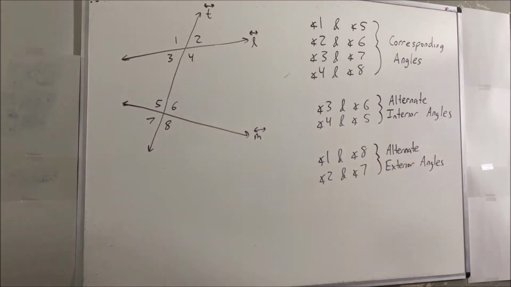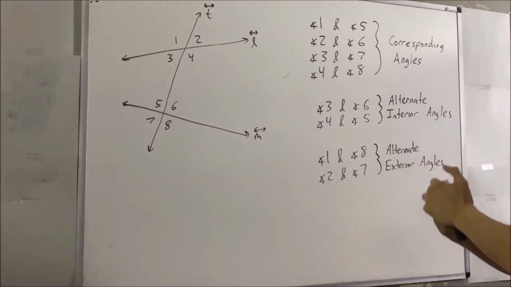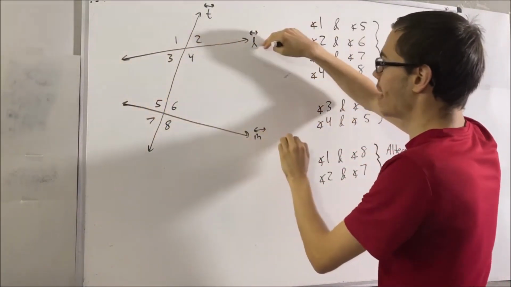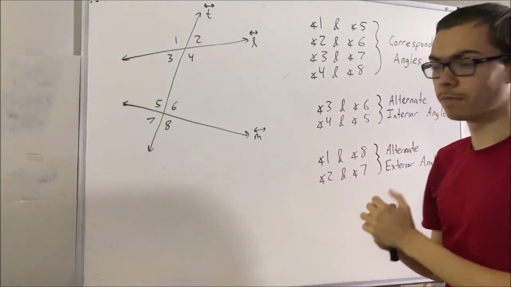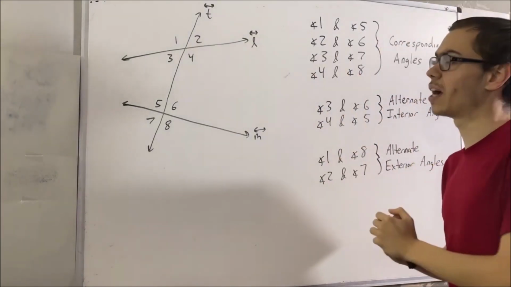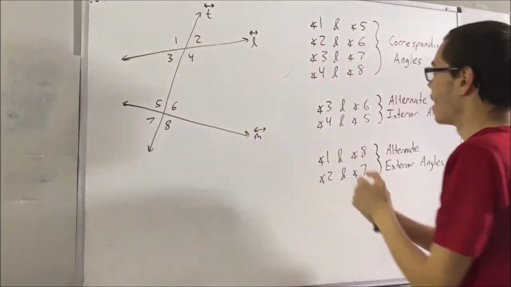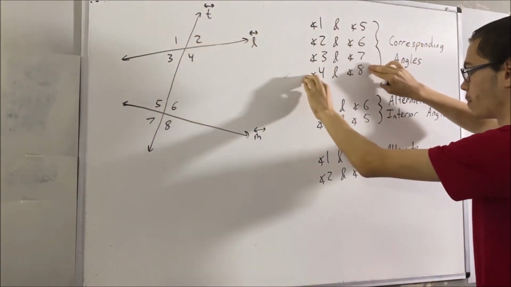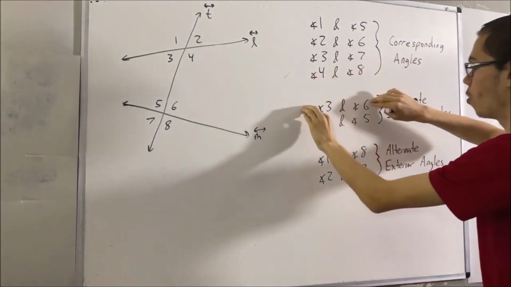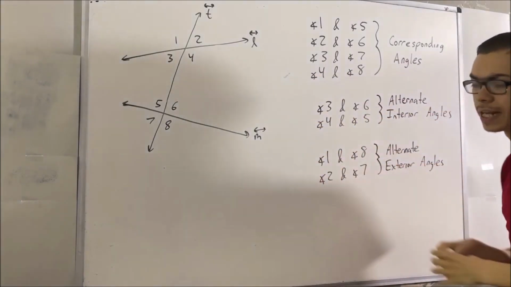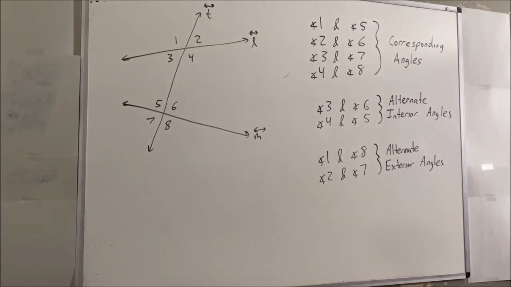And what we're focused on in this video is what happens when these two lines, L and M, are parallel. Well, it turns out that if these two lines are parallel, then all pairs of corresponding angles are congruent, all pairs of alternate interior angles are congruent, and all pairs of alternate exterior angles are congruent.